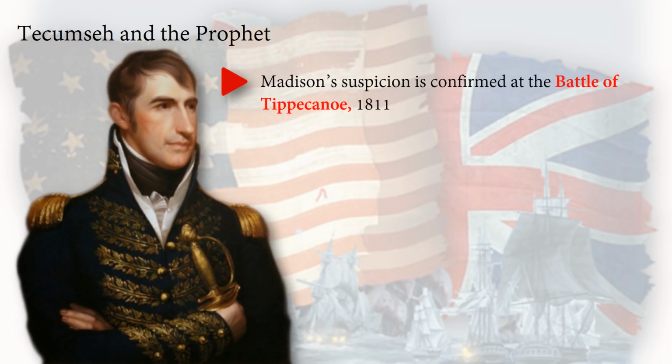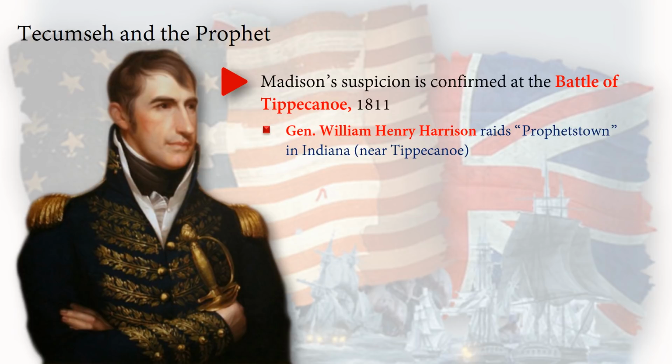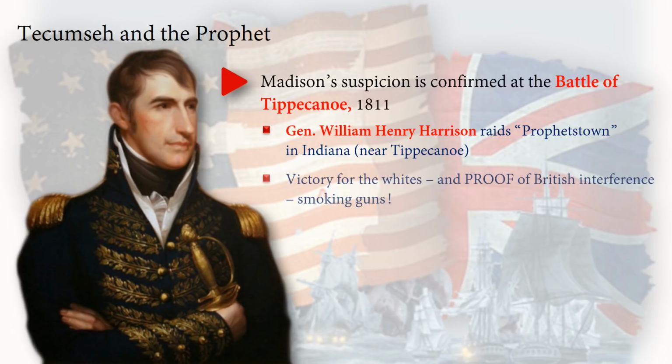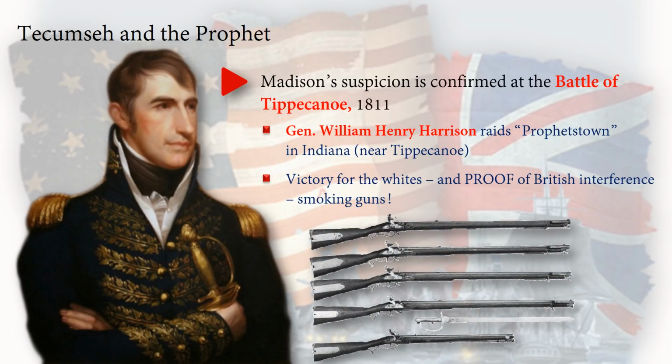Madison's suspicion is confirmed at the Battle of Tippecanoe in 1811. That's when General William Henry Harrison raids what is known as Prophetstown near Indiana and scores a major victory over the Indians, and it's a victory for the whites, and there it is discovered, we have proof, we have the smoking gun of British interference. British guns are found among the Indians, therefore confirming that the British have been selling or giving the Indians their weapons, which they have been using to conduct their raids against American settlements in the West.